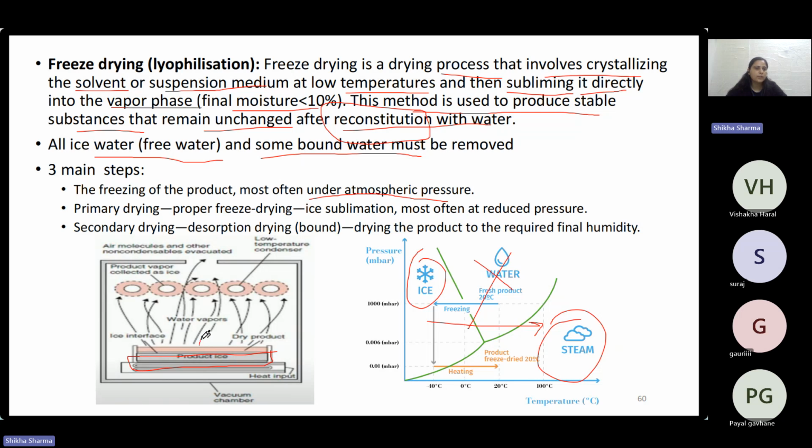Then primary drying will be there. So what happens? Ice sublimation will be there at reduced pressure. So at low pressure, ice will sublimate. Then secondary drying happens, where the bound water will be removed by desorption drying. Drying of the product will be there to get the final humidity.